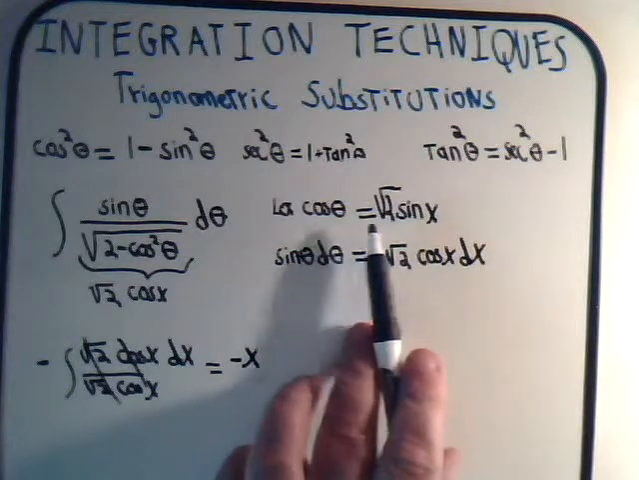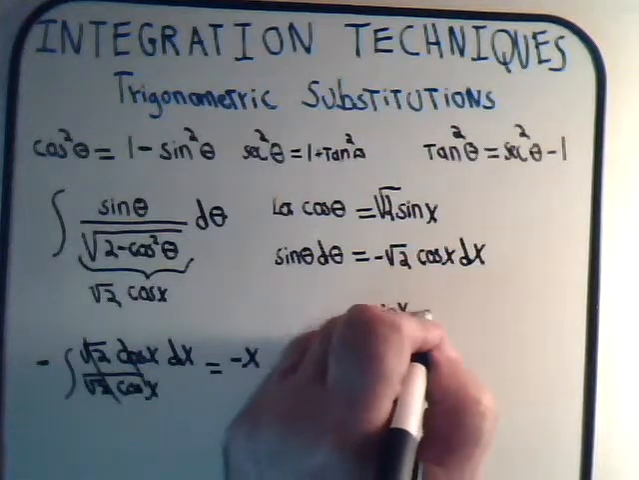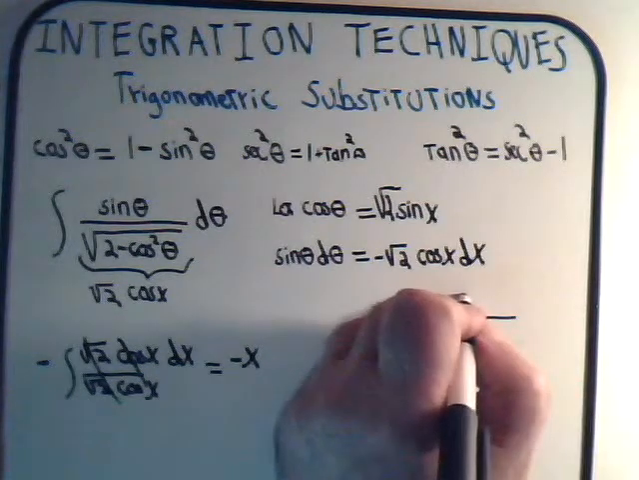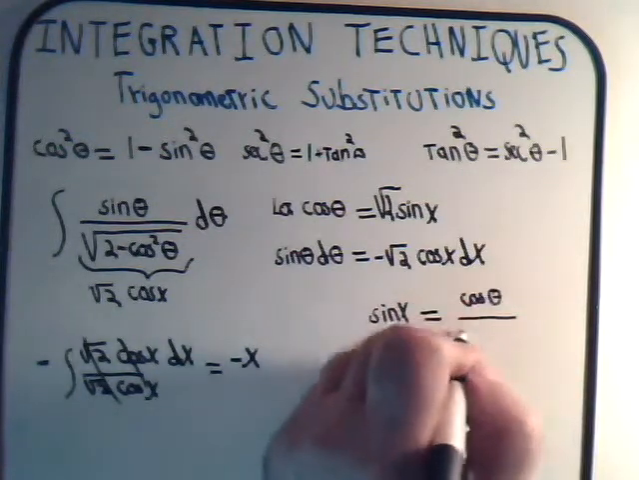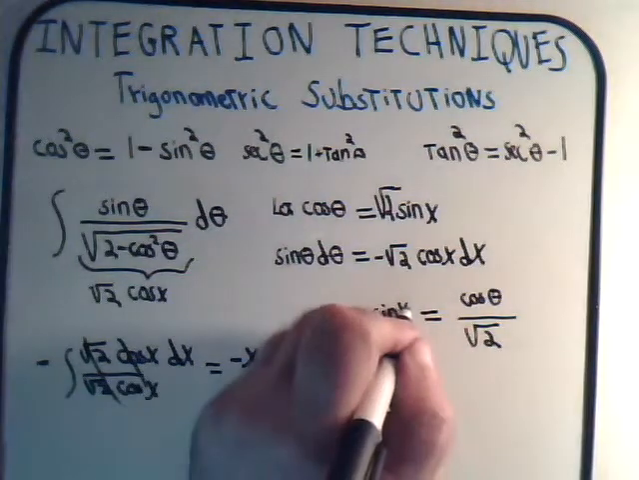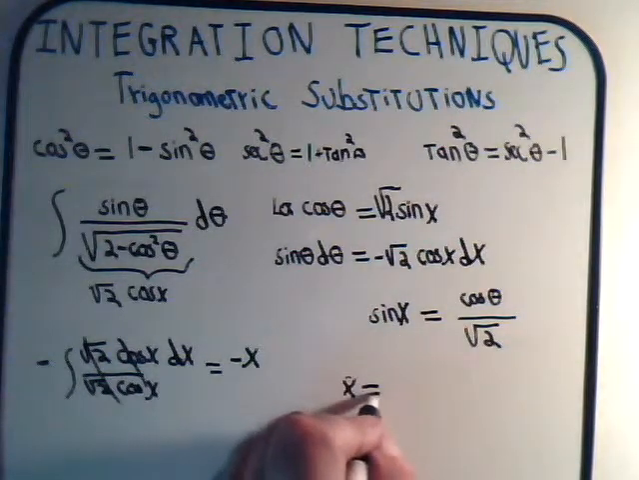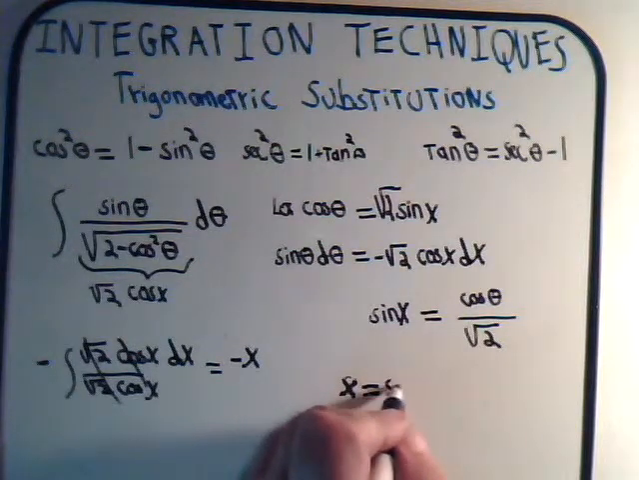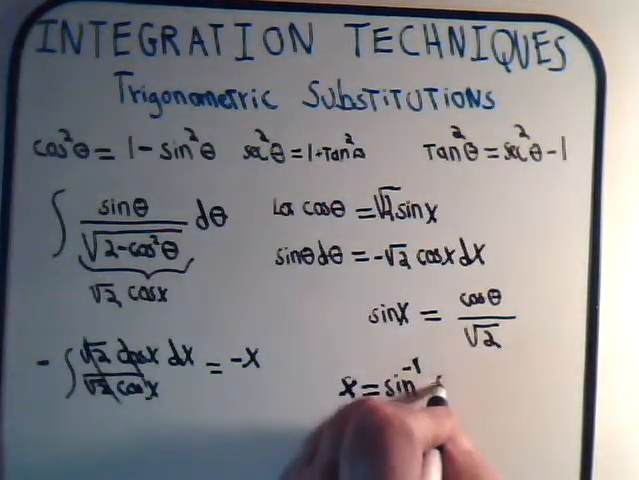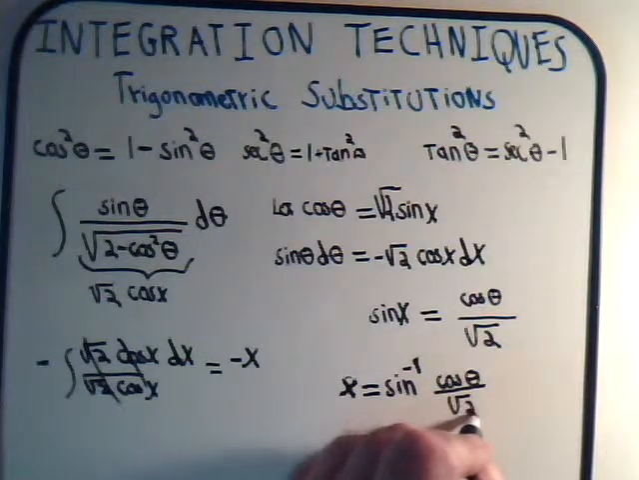So we go back to our substitution. The sine of x will equal cosine of theta divided by the square root of 2. That's the sine of x. So x will equal the inverse sine of the cosine of theta divided by the square root of 2.